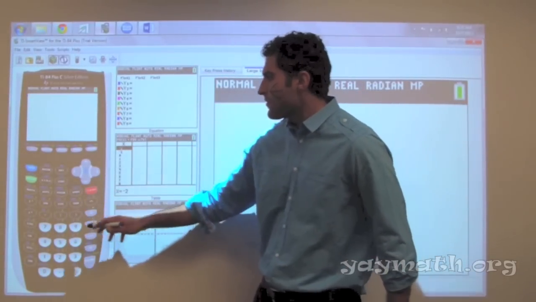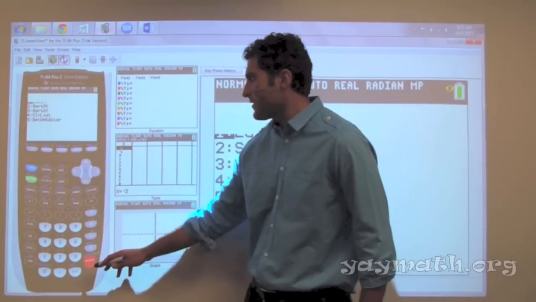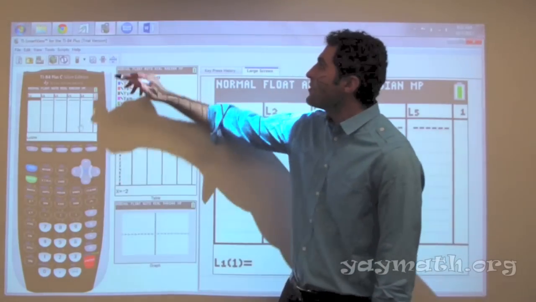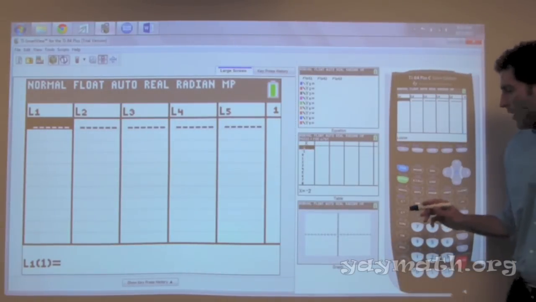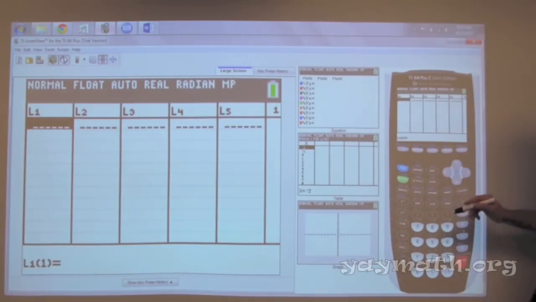Okay. So we'll do stat, edit. I'm going to move this over. There we go. Okay, so what were the values for the men, please, in the order we had them?